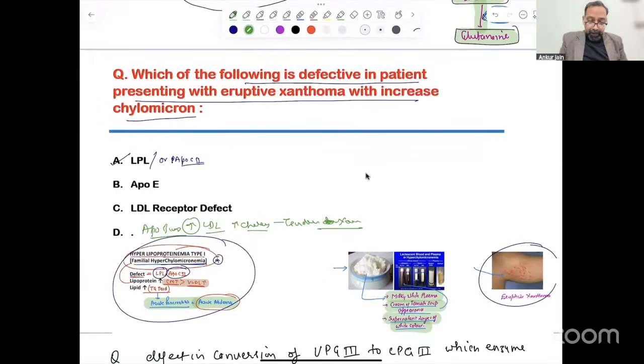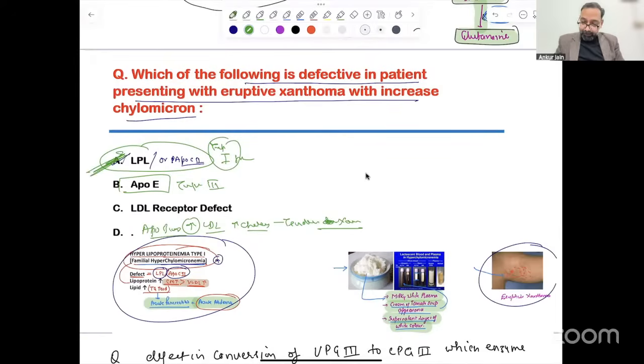Yes. ApoE defect is type 3 hyperlipoproteinemia. This question is type 1 hyperlipoproteinemia. Yes, so the answer is lipoprotein lipase.